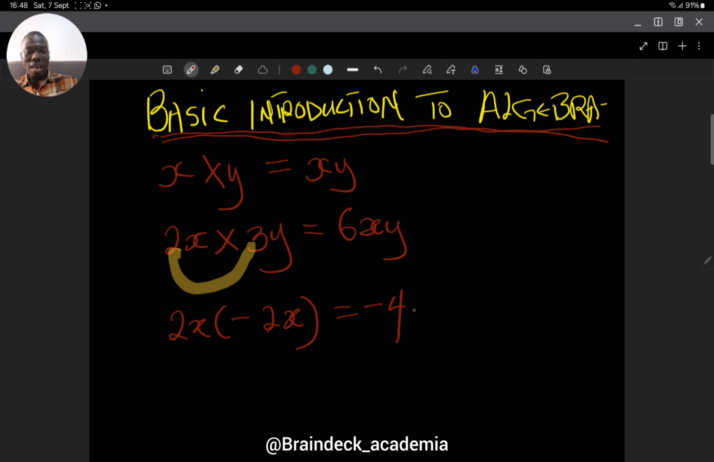Then x times x will give me x raised to the power of 2, meaning x twice. That is x times x, x raised to the power of 2, the multiples of x twice. So 2x times x is x raised to the power of 2. So 2 times minus 2, as I said initially, is minus 4, then x times x is x raised to the power of 2. That is just the basic knowledge when it comes to the multiplication of terms. As I said, multiplication of terms is possible whether they are like terms or unlike terms.